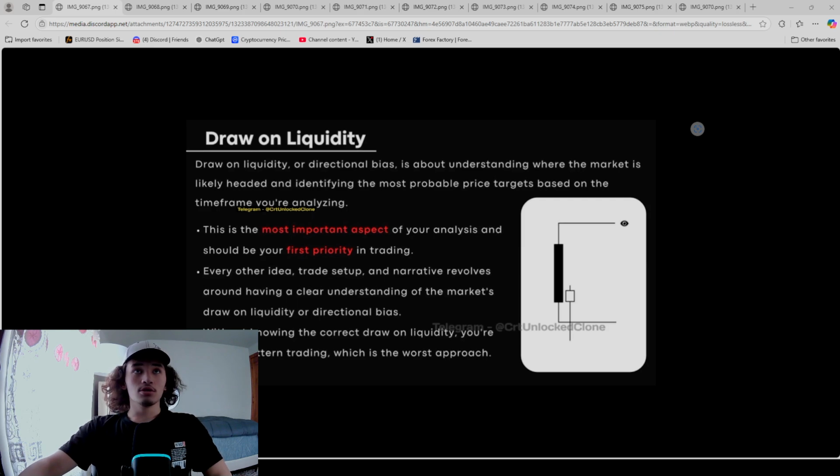Draw on liquidity, or directional bias, is about understanding where the market is likely headed and identifying the most probable price targets based on the time frame you're analyzing. So if you're analyzing a daily, 4-hour, or weekly, this is the most important aspect of your analysis, and it should be your first priority in trading. Every other trade idea, trade setup, and trade narrative revolves around having a clear understanding of the market's drawn liquidity or directional bias. Without knowing the correct drawn liquidity, you're simply pattern trading, which is the worst approach.